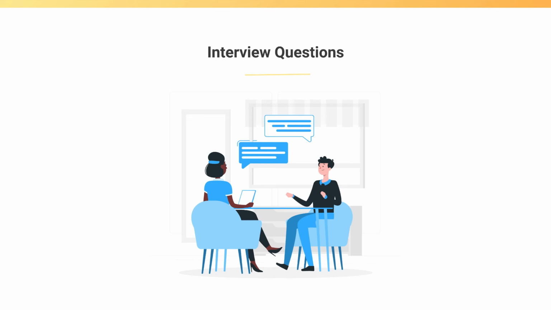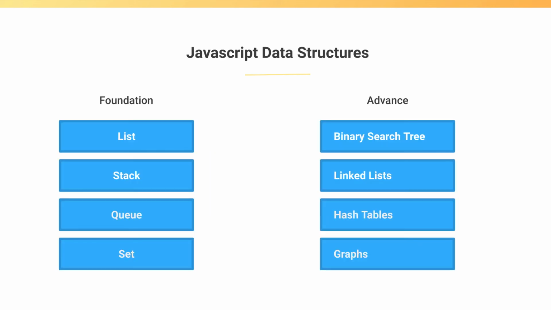And let me tell you that we're going to cover this entire JavaScript data structure in two classes. The first is going to be foundation, which is the one you are watching right now. So here we're going to cover list, stack, queue, and set data structure. And then there's going to be part 2 of this class, which is going to be the advanced JavaScript data structure, where we're going to cover binary search tree, linked list, hash tables, and graphs.